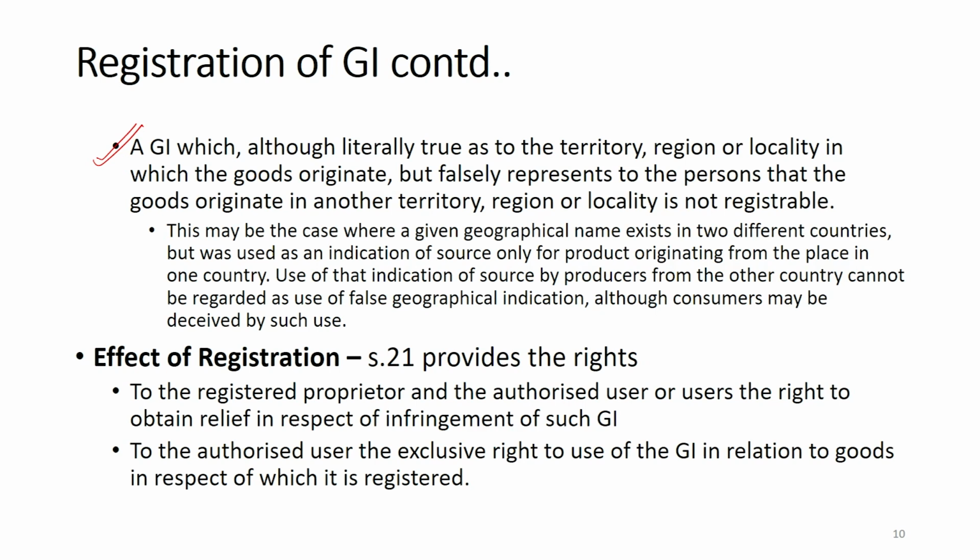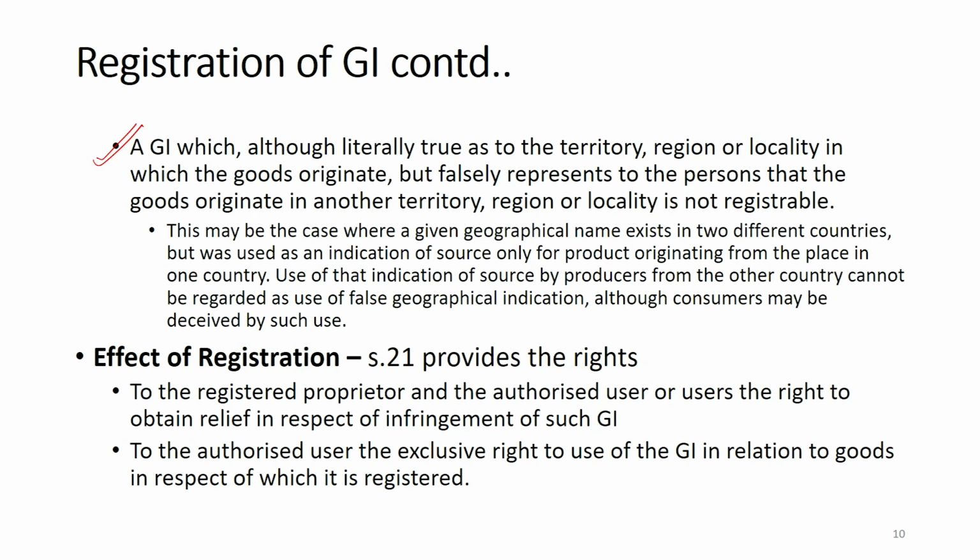There is a GI which is literally true as to the territory, region or locality in which the goods originate, but falsely represents to the persons that the goods originate in another territory, region or locality. Such a GI is not registrable. We need to understand it.